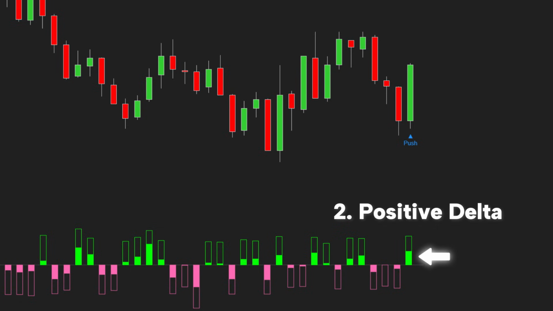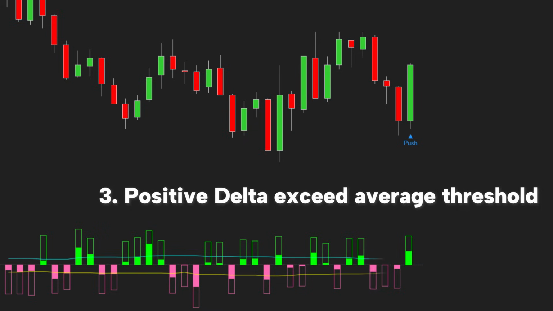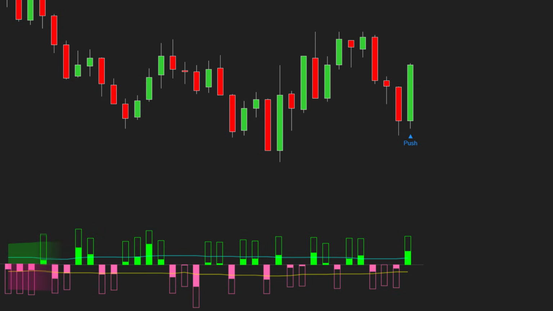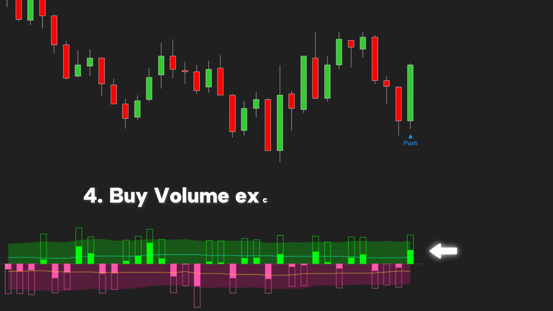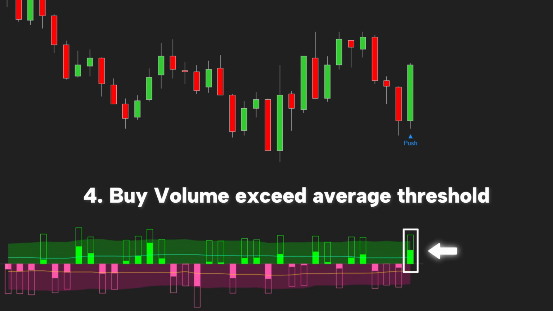Then, in the third condition, the system checks whether the positive delta exceeds the average positive delta threshold, confirming strong buying pressure. Next, on the histogram bar showing buy volume and positive delta, the buy volume must also exceed the average threshold, indicating strong buying pressure.